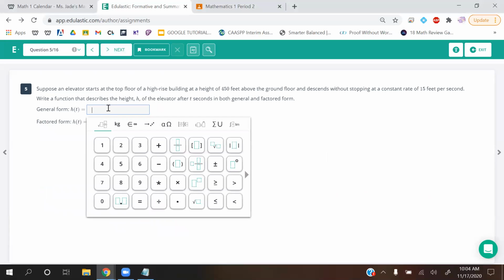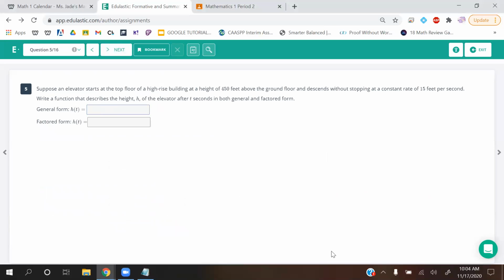So this one, let me do some annotation first. Remember that if they want h of t, I'm going to use h of t. So we want mt plus b. The m is the rate of change, and we are descending without stopping at a constant rate of 15 feet per second. So it's going to be 15. But wait, we are descending. So we're going down, so it should be a negative 15. And then we have the t here, and then plus b.